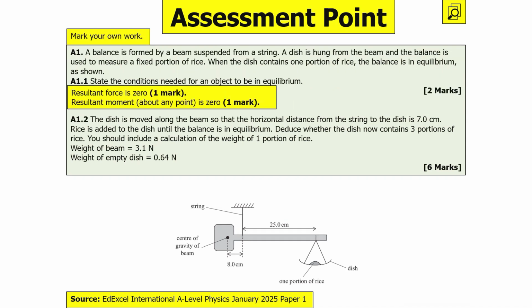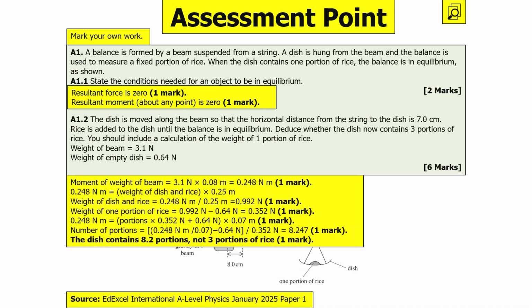Now, for an object to be in equilibrium, there are 2 conditions. The resultant force on the object is 0, and the resultant moment about the object is also 0. Now, for the next question, we know that the moment of the weight of the beam is 3.1 newtons times 0.08 meters, which is how far it is from the center as shown in the diagram. So that's 0.248 newton meters. We know that the moment equals force times distance, so 0.248 equals the weight times 0.25, so our weight of the dish and the rice is 0.248 over 0.25, which is 0.992 newtons.